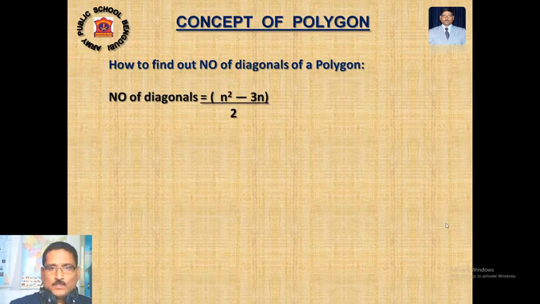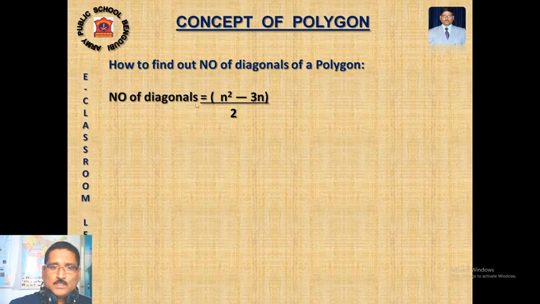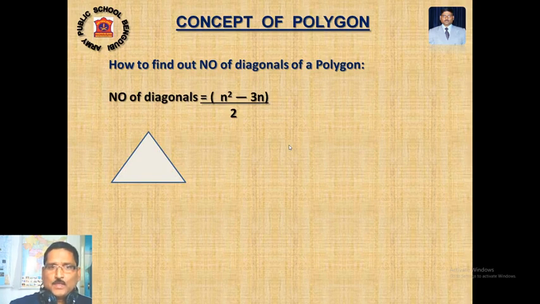As I told earlier, how to find the number of diagonals of a polygon. So you see, this is the formula to find out the number of diagonals of a polygon: n squared minus 3n by 2, where n refers to the number of sides. Say one figure, triangle. Okay, what is a diagonal? First you have to know what a diagonal is.